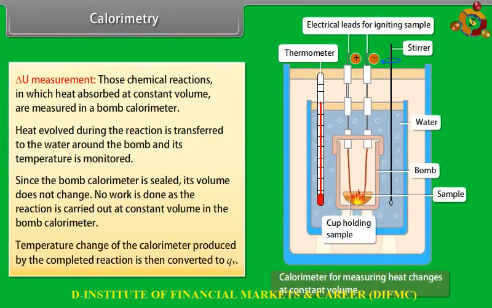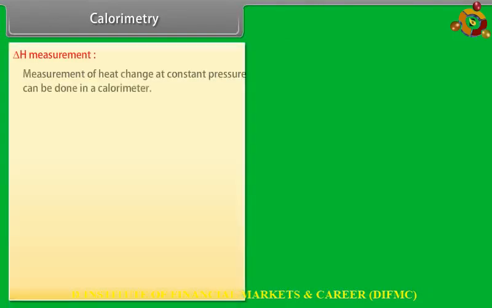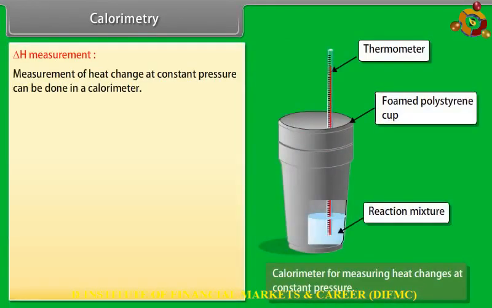Temperature change of the calorimeter produced by the completed reaction is then converted to QV. Delta H measurement. Measurement of heat change at constant pressure can be done in a calorimeter. We know that delta H is equal to QP.